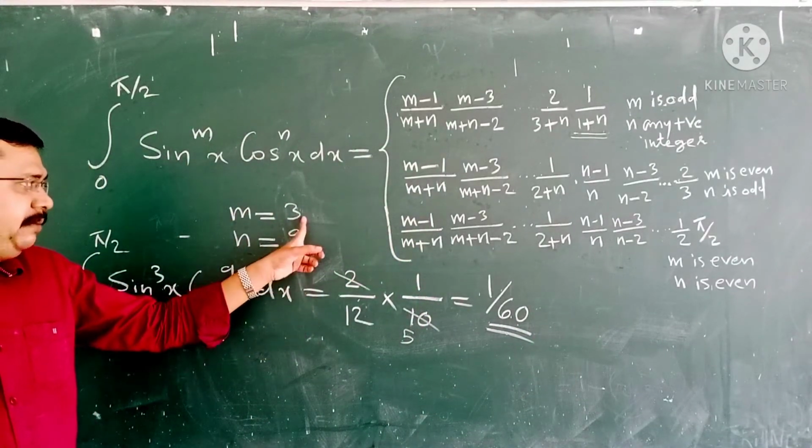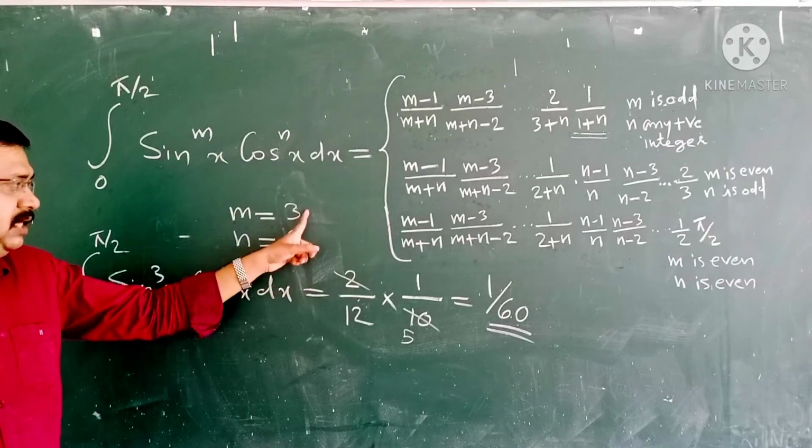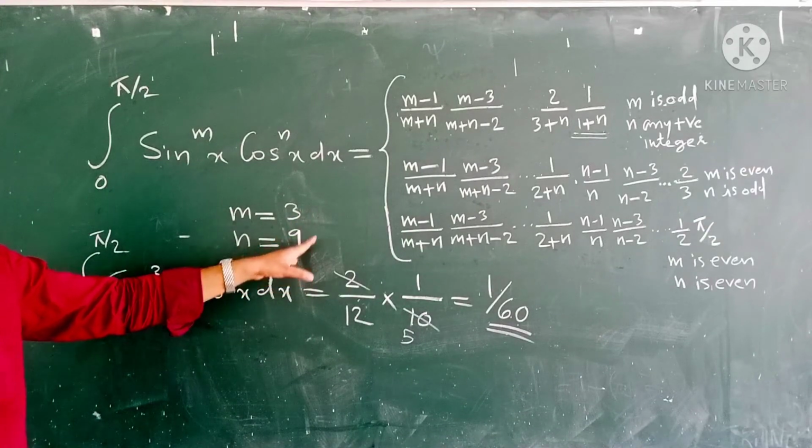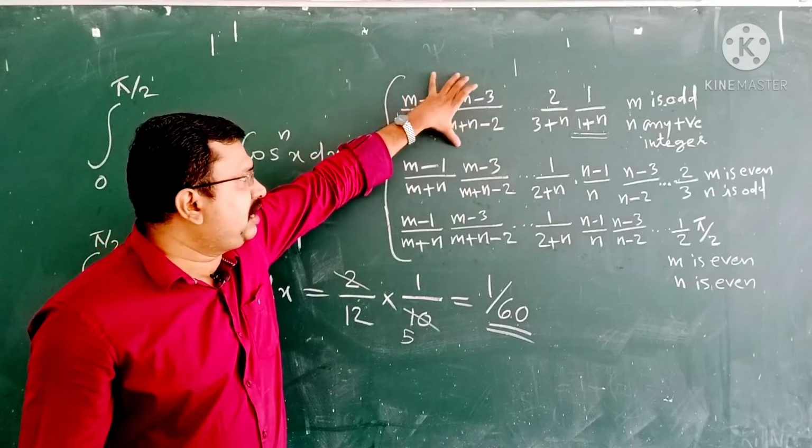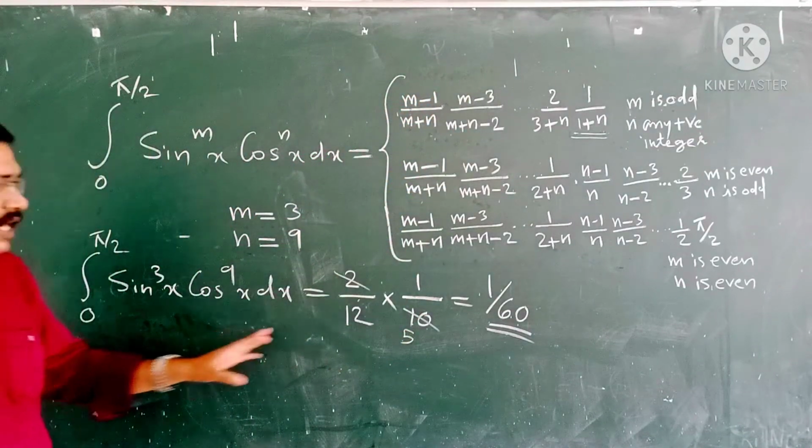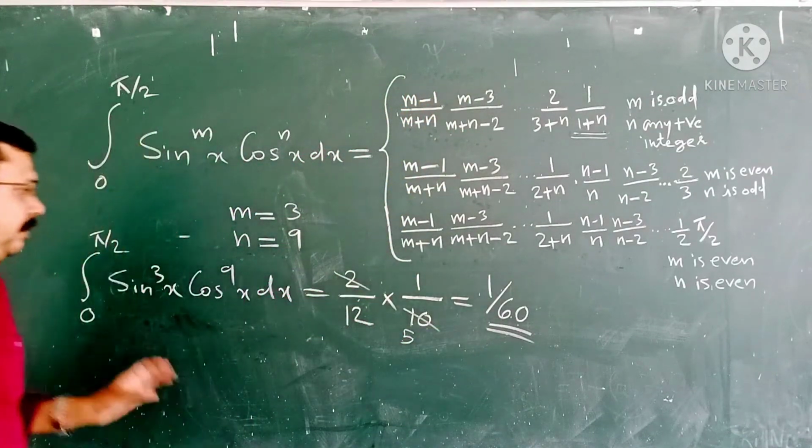Remember that here m is odd, n is odd. M is odd and n is a positive integer. Therefore, we may take the first case. Therefore, final answer is 1 by 60. Okay, please write down.